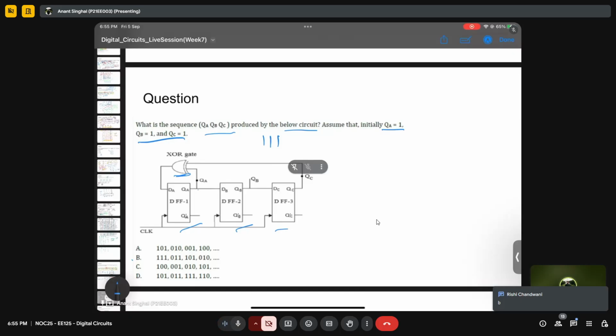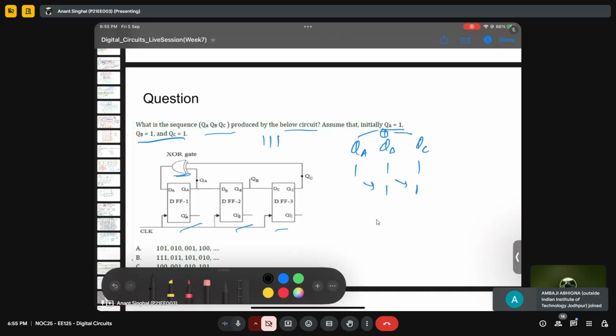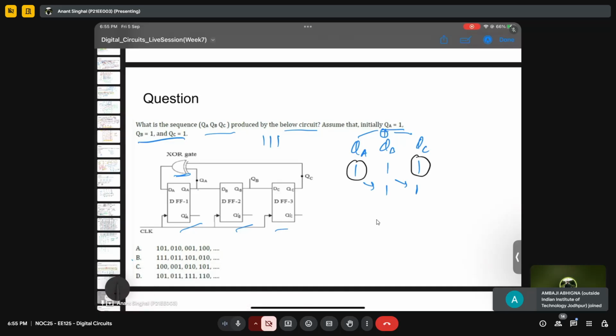Okay, I'm getting mixed answers. This was a very simple problem, so please try to do it carefully. It's 1, 1, 1. Now the XOR of these two will come at the first point. So this one will come here, this one will come here, and the XOR of 1 and 1, so the XOR of this and this is 0.